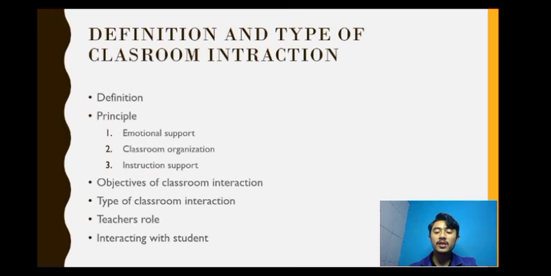Let's move to the definition and types of classroom interaction. Classroom interaction is social interaction developed between the teacher and the students in the classroom, which examines the relationship between them. In principle, classroom interaction falls into 10 dimensions of teaching that are linked to student achievement and social development.